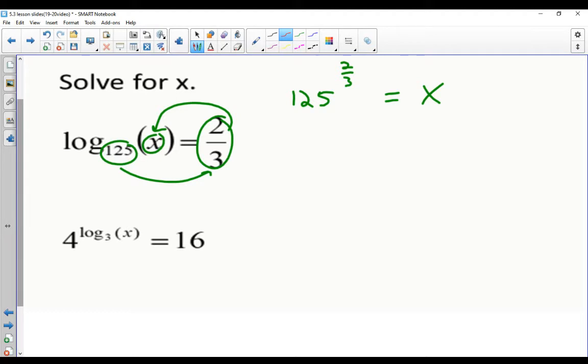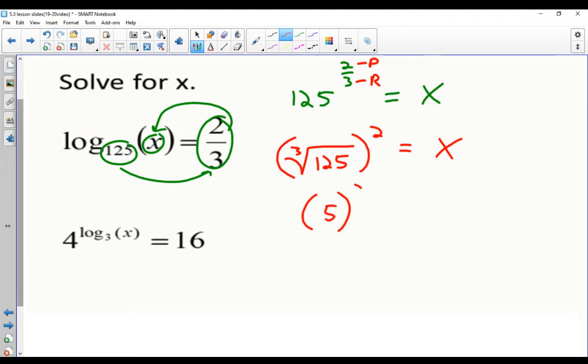But remember from the bell ringer how I talked about how this is the power and this is the root? Maybe try rewriting it with that information. Let the 3 be your root. So in other words, you have the cube root of 125. And then your power is 2. So why don't you take all of that to the power of 2? And let's simplify from there. Well, cube root of 125, you plug that into your calculator, it turns out to be 5. And then you just have to do 5 squared. And 5 squared gives you your answer of 25.